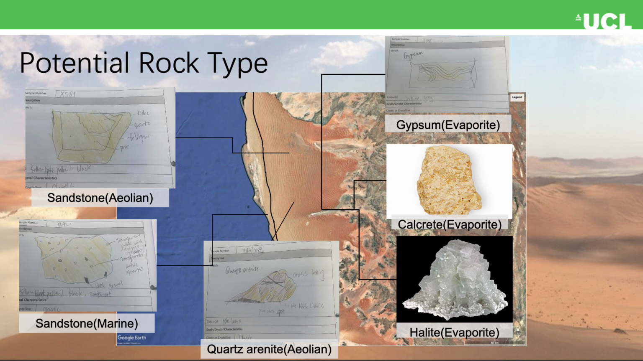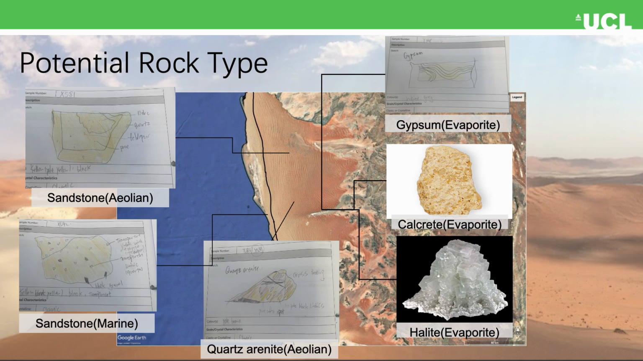We can infer a variety of sedimentary rocks forming. First, widespread dune activity driven by aeolian transport suggests the formation of aeolian sandstone, which is typically well-sorted and well-rounded due to continuous wind reworking. In some cases, especially with high quartz content and minimal feldspar, these sands can become quartz arenites, as shown in this hand-drawn description. Along the coastline, marine influence by the Benguela Current contributes to the formation of marine sandstone, possibly with more mixed grain types and sedimentary structures influenced by tidal or wave action.